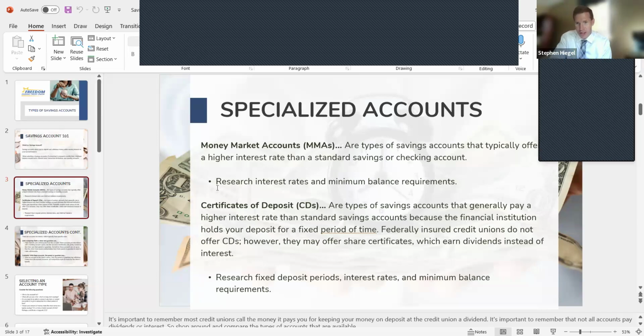Federally insured credit unions like us do not offer CDs. However, they may offer share certificates, which earn dividends instead of interest. Please research fixed deposit periods, interest rates, and minimum balance requirements. It's important to remember most credit unions call the money they pay you for keeping your money on deposit at the credit union a dividend. It's also important to remember that not all accounts pay dividends or interest. So shop around and compare the types of accounts that are available.